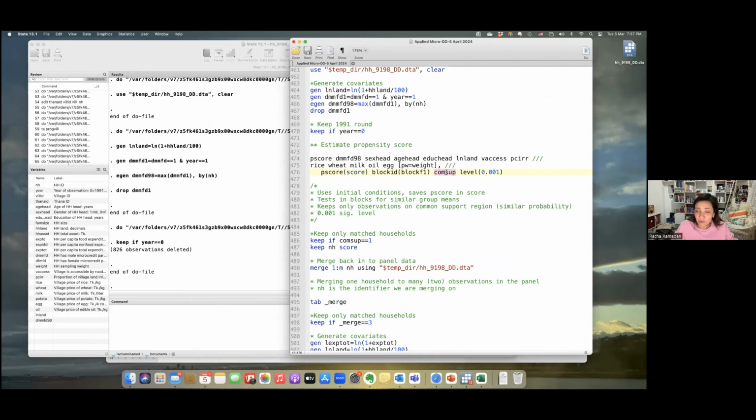If you remember from last week, I wanted to focus on those who are in the common support area. I want to be sure that I only focus on the observations where I can match together. I don't want observations that are not in the common support area, that don't have a similar probability of being selected. And I wanted to do this at a significance level of 1%. Notice here, the last variable is the one I created, which is the treatment variable for the year 98. Now I will create the score variable.